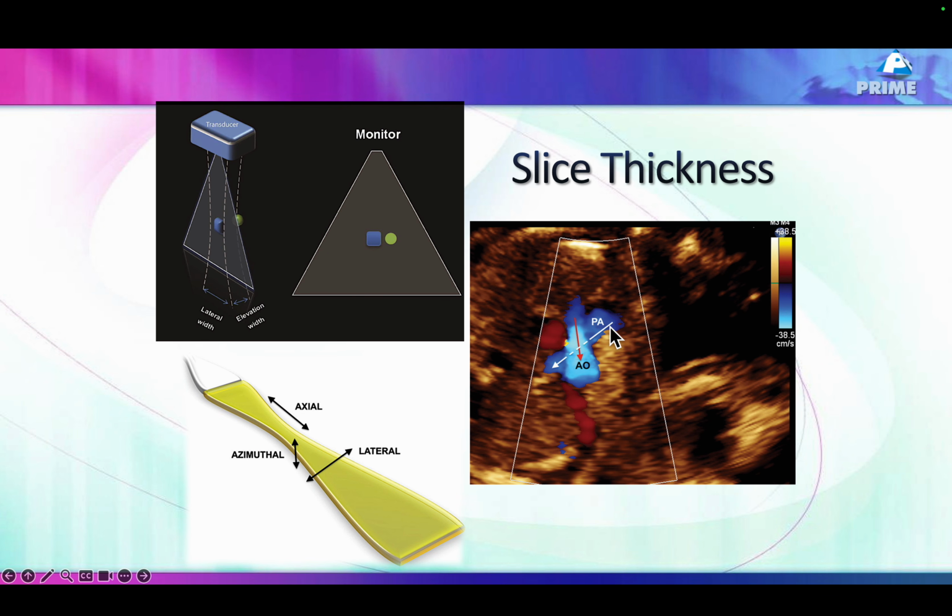And similarly, this is a fetal echo of LVOT and RVOT seen together, and you think that the aorta and pulmonary artery are merged together or coming out of each other, but that's not true. Because of the problem with the thickness of the ultrasound beam, the azimuthal resolution, they are seen in the same frame.